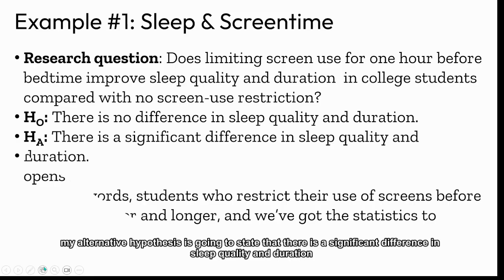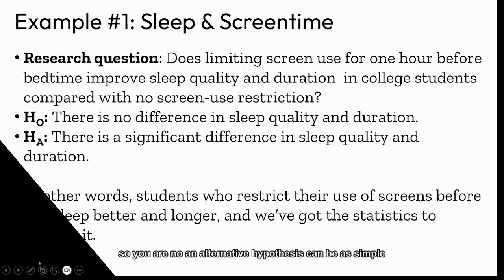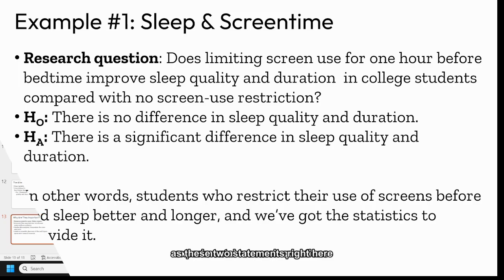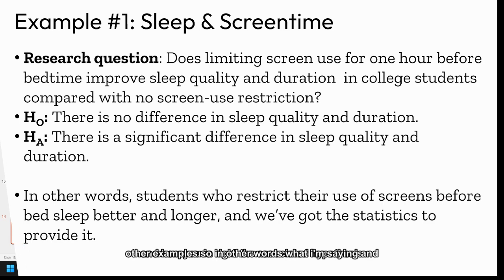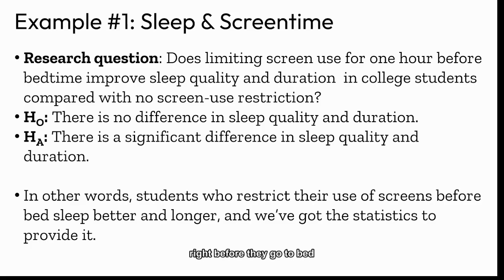So my null hypothesis is that there is no difference in sleep quality and duration. My alternative hypothesis is going to state that there is a significant difference in sleep quality and duration. So your null and alternative hypothesis can be as simple as these two statements right here, or they can be more complicated, as you'll see in some of these other examples.